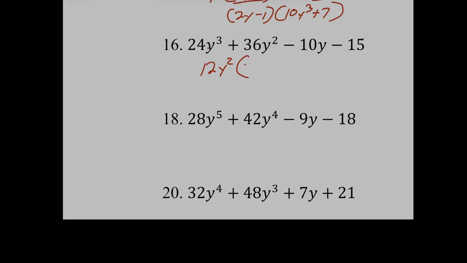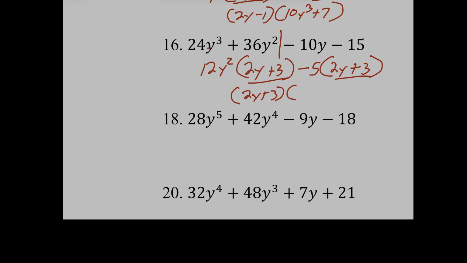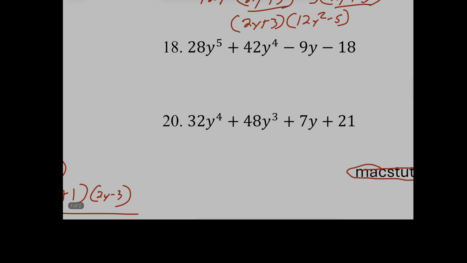Number 16, I can pull out a 12 and a y squared. What's left over on the left? 2y. How about the right? Plus 3. Here I'm going to pull out a negative 5. If I pull out a negative 5, a negative divided by a negative, it's a positive 2y. Negative 15 divided by negative 5 is a positive 3. Be very careful with your negatives. So here I'm left with a 2y plus 3, and what's left over here? 12y squared minus 5.